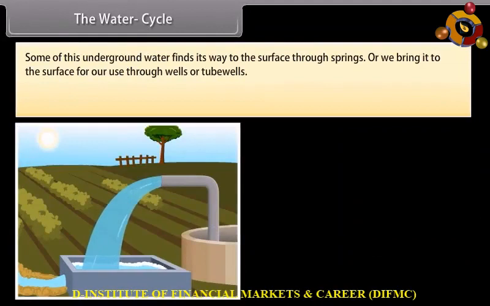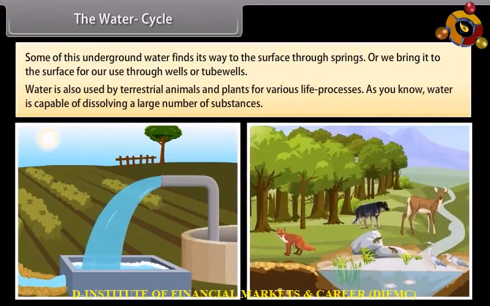Some of this underground water finds its way to the surface through springs, or we bring it to the surface for our use through wells or tube wells. Water is also used by terrestrial animals and plants for various life processes. As you know, water is capable of dissolving a large number of substances.